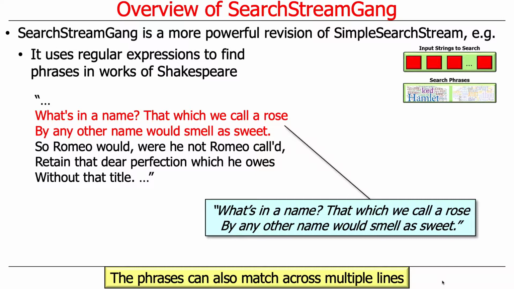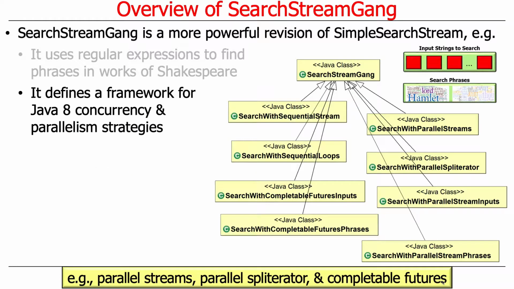So we could give this as a search phrase: "What's in a name? That which we call a rose by any other name would smell as sweet." And it'll actually go ahead and find those matches across line breaks. And I'll show you the regular expression later that does that. It's very, very complicated, but very cool.